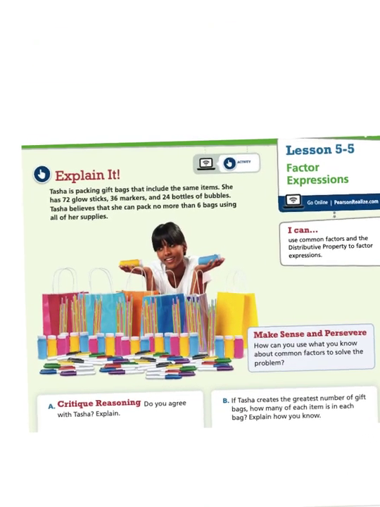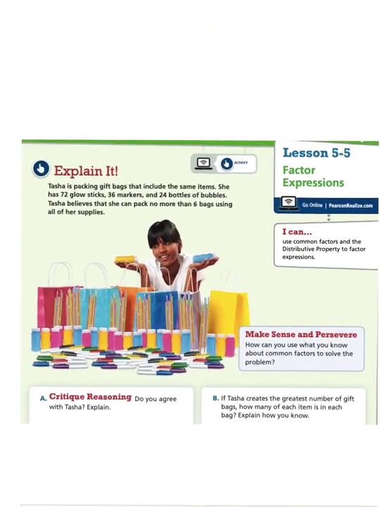Take a moment and try and solve this problem here. Tasha is packing gift bags that include the same item. She has 72 glow sticks, 36 markers, and 24 bottles of bubbles. Tasha believes that she can pack no more than 6 bags using all of her supplies. Do you agree or disagree? Try it now.